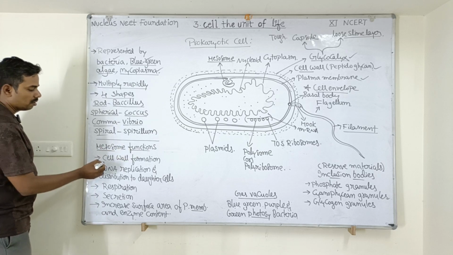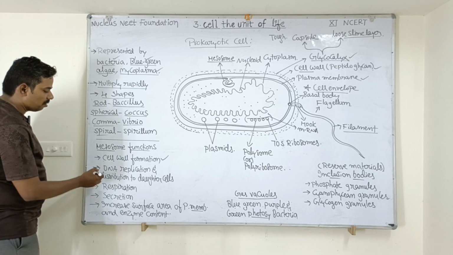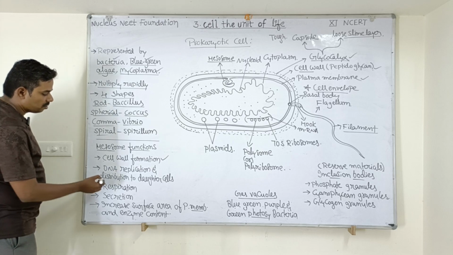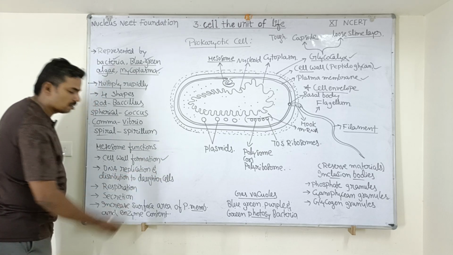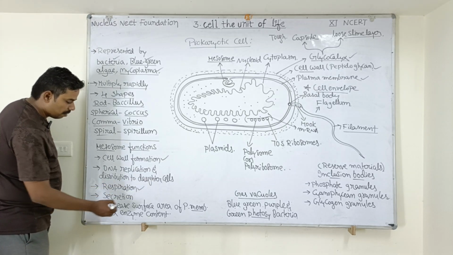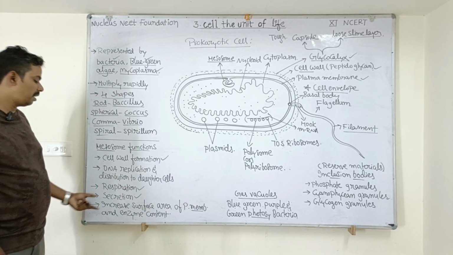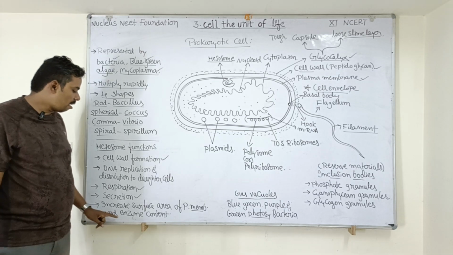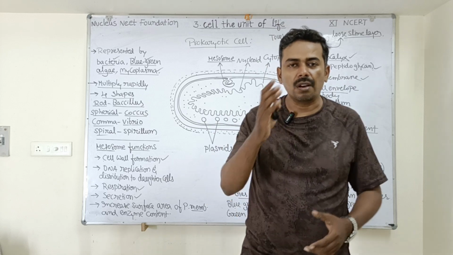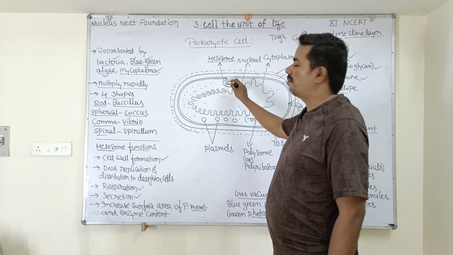The mesosome takes part in cell wall formation. It is also involved in DNA replication, means doubling of DNA, and it helps in distribution of DNA to daughter cells. The mesosome also helps in the respiration process. It also helps in the secretion process. It also increases the surface area of the plasma membrane, and also increases the enzyme content present inside the cell. So these are the different functions of mesosome. So what is mesosome? It is an infolding of the plasma membrane.